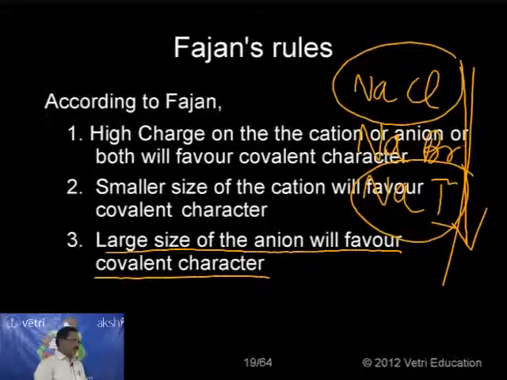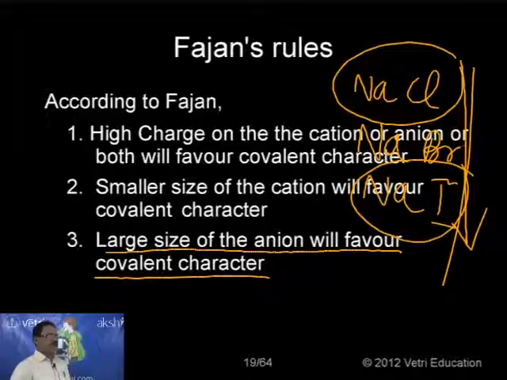I can now compare the ionic character of a compound with the help of the third rule. Kindly follow, this is very interesting information. According to Fajans' rule, there are three rules. Higher charge on the cation and anion will favor covalent character, so the lower the charge, the more ionic. The smaller size of the cation will favor covalent character, so automatically the larger cation will favor ionic. Larger size of the anion will favor covalent character, so smaller size of the anion will favor ionic character.